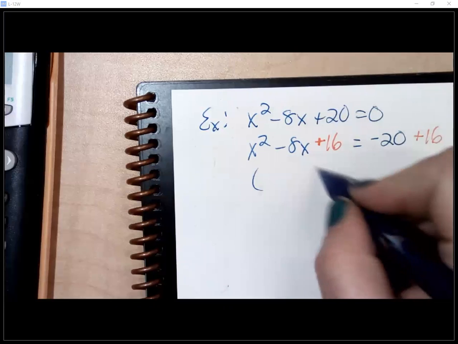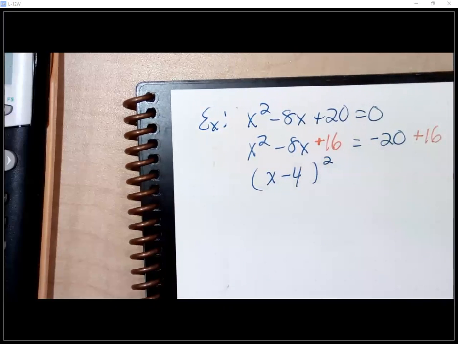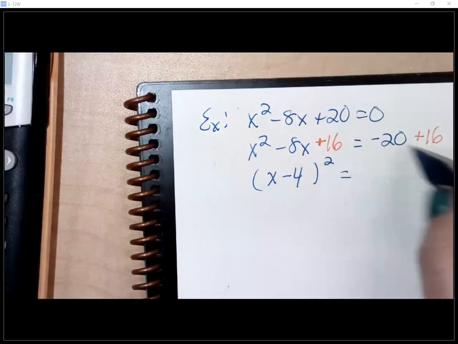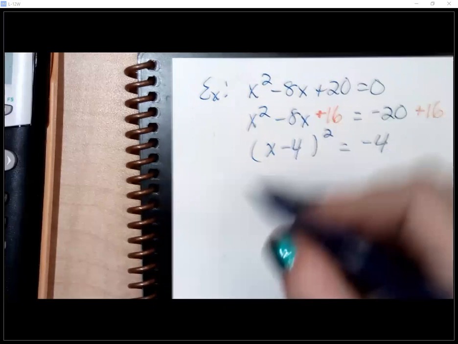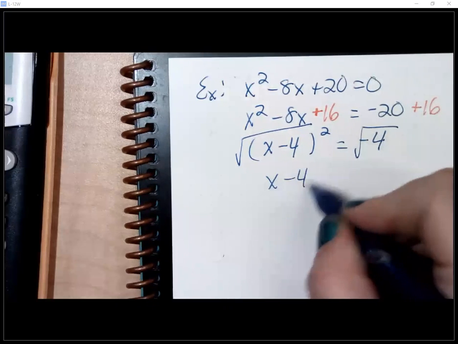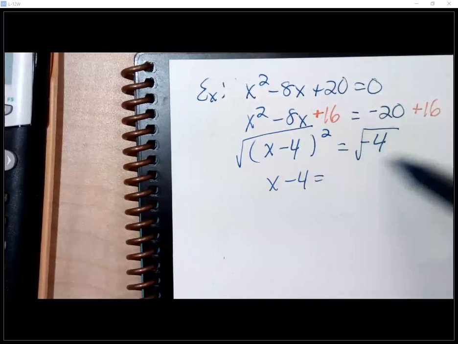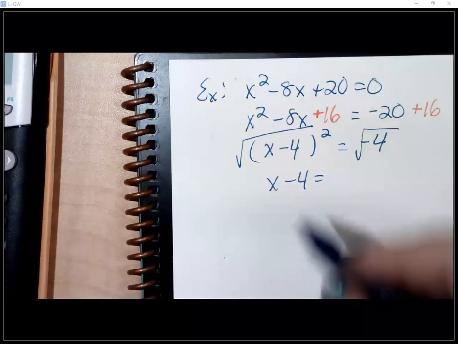X minus 4 squared, right? Factors of positive 16 that add to be -8. But on the right, that now adds to be a -4. All right, cool. Square root both sides. I get x minus 4. What is the square root of -4? 2i. You still need positive and negative, so don't forget plus minus 2i.